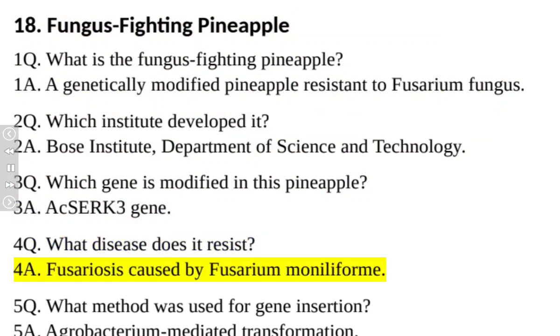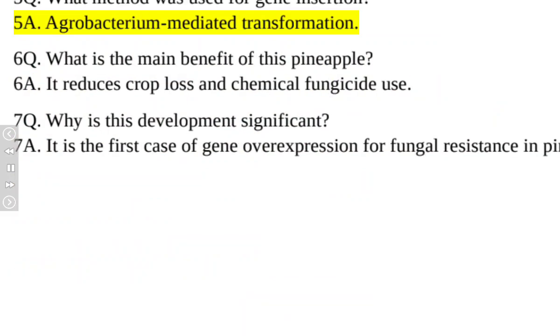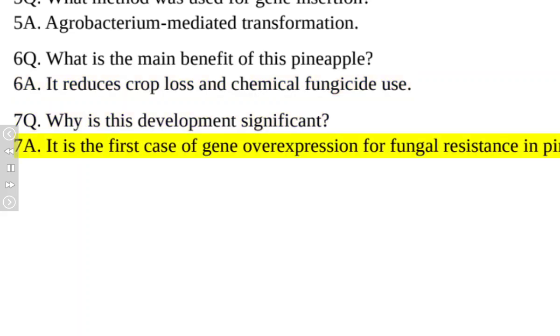4Q. What disease does it resist? 4A. Fusariosis caused by Fusarium moniliforme. 5Q. What method was used for gene insertion? 5A. Agrobacterium-mediated transformation. 6Q. What is the main benefit of this pineapple? 6A. It reduces crop loss and chemical fungicide use. 7Q. Why is this development significant? 7A. It is the first case of gene overexpression for fungal resistance in pineapple.